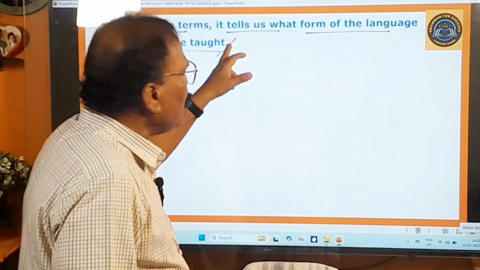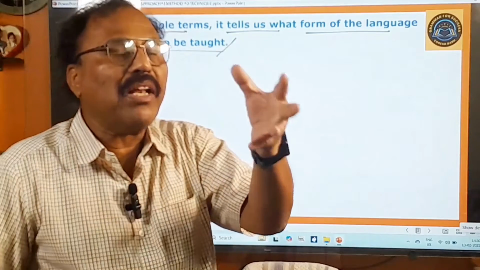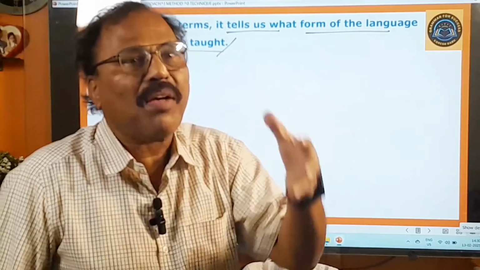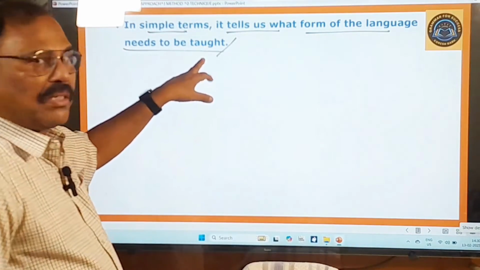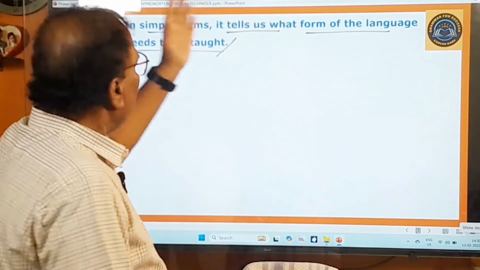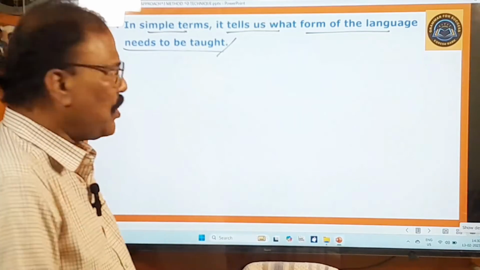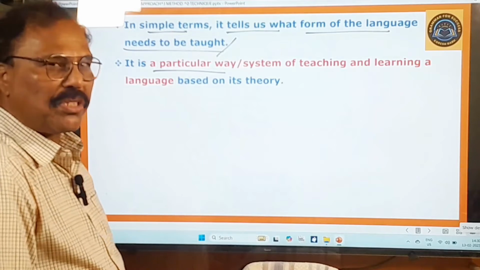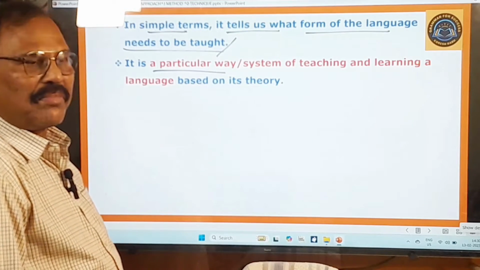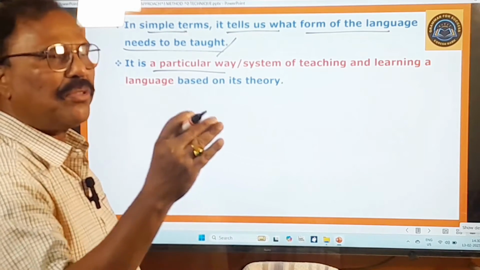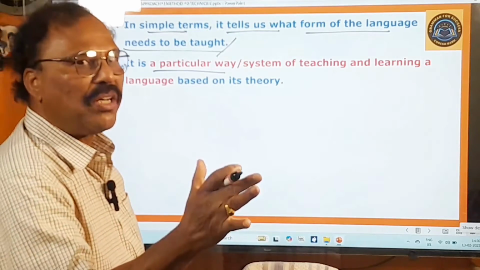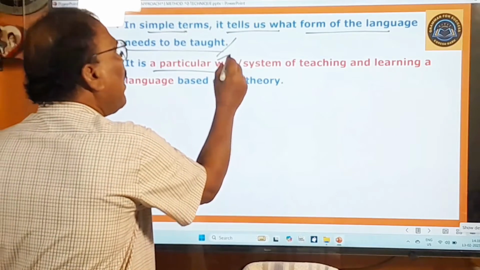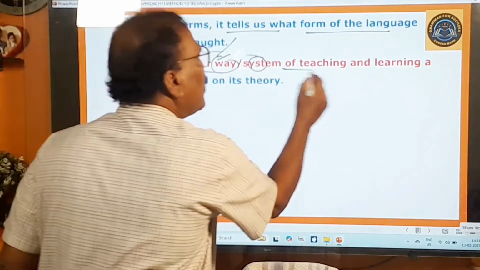So this approach tells us what form of the language, what aspects of the language, what rules of the language need to be taught. That is important. That is nothing but approach. And here you pay attention. It is a particular way. If you want to learn some language, you have to choose the particular way by which you can learn that language. So this approach is nothing but a particular way or particular system of teaching and learning.